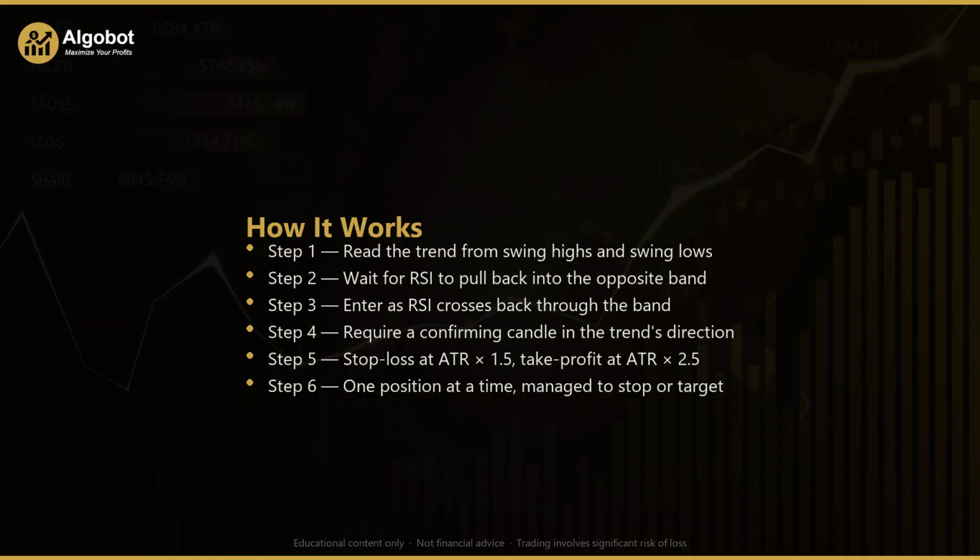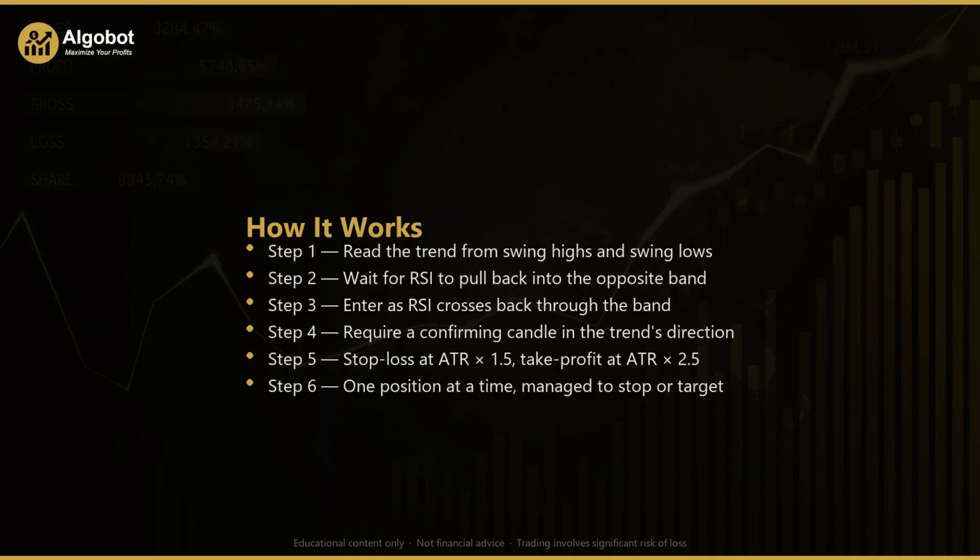If the most recent swing low sits above the previous swing low, that's a higher low, and the strategy reads an uptrend. If the most recent swing high sits below the previous swing high, that's a lower high, and it reads a downtrend. With a trend in place, the strategy turns to RSI for timing.